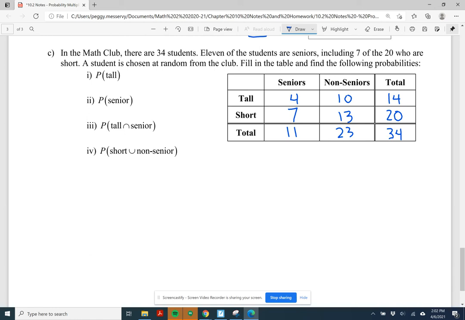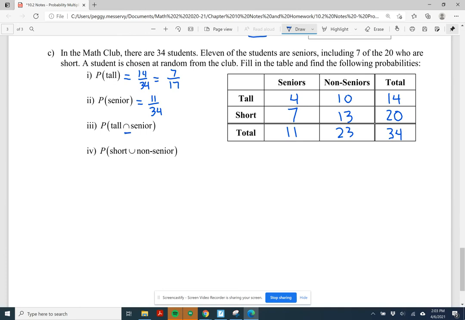Okay. Now we want to find the probability that a student is tall. So what that's going to be is 14 out of 34. Total number of tall students is 14. Total number of students is 34. Reduce the fraction to 7 over 17, and we are done. Probability that we have a senior chosen at random. So 11 of my 34 are seniors. So that probability is 11 out of 34. Remember, number of favorable outcomes divided by total number of outcomes.